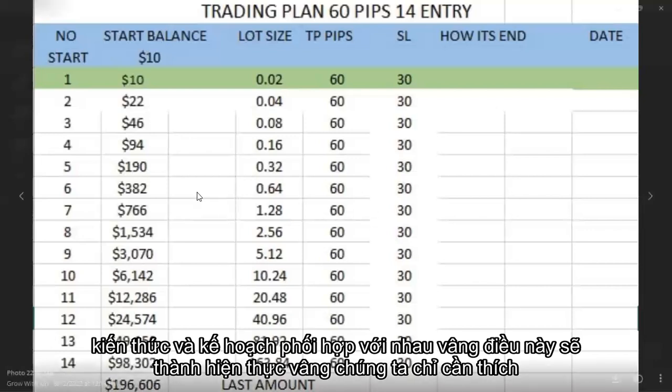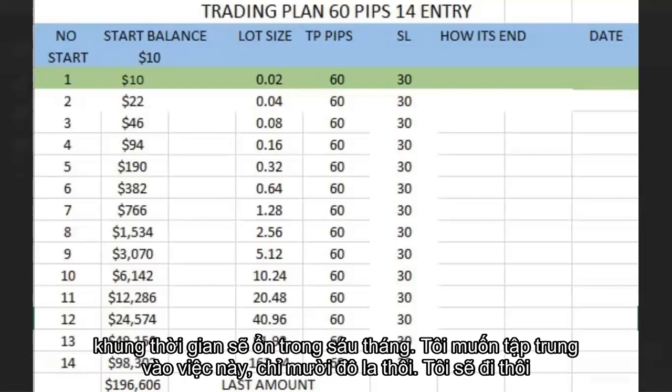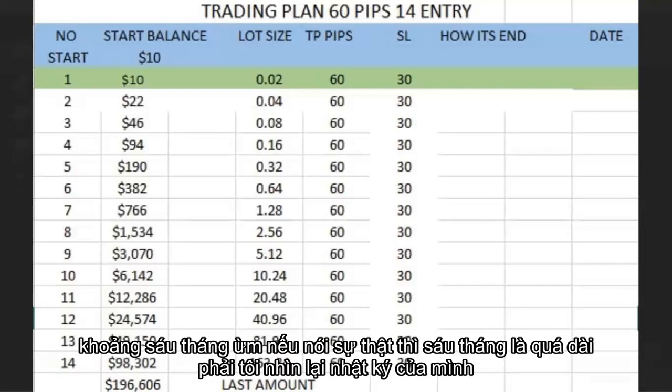We just need 14 entries. Yes, 14 entries. The plan is you make a time frame: in 6 months, I want to focus on doing this. Just $10. I'm just going to focus on doing this, no matter how long it takes, for about 6 months. Speaking the truth, 6 months is so long.